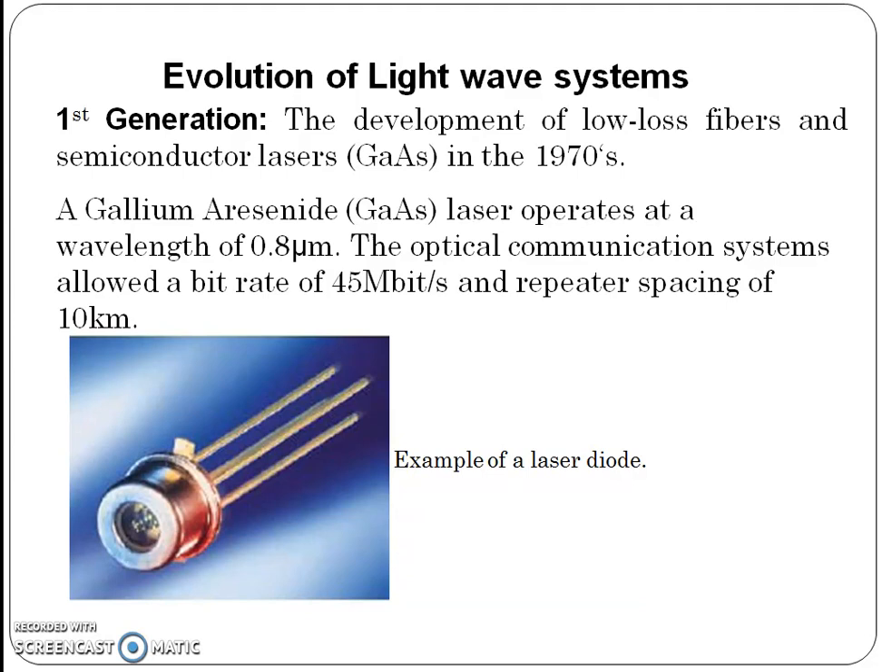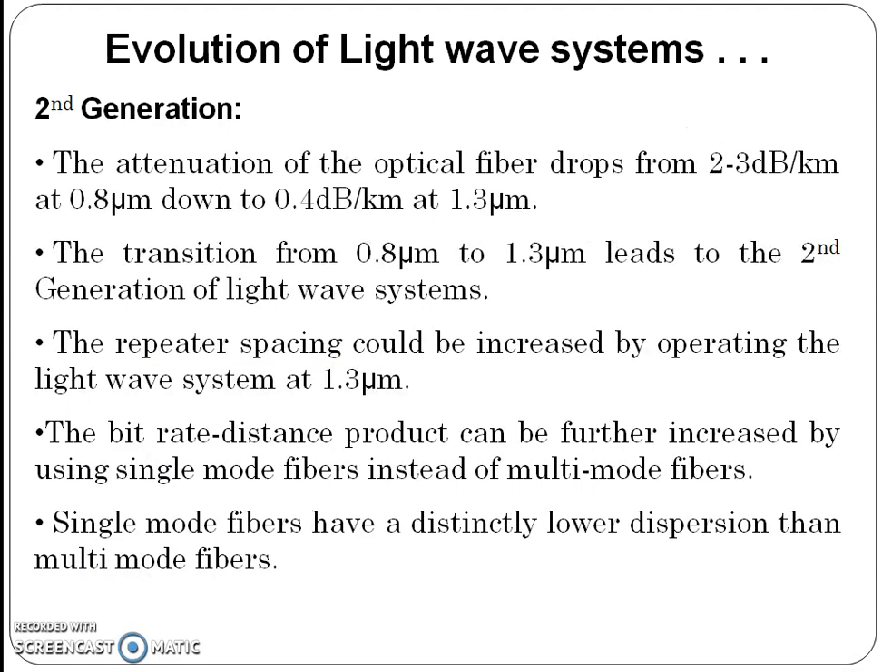Then we are going to see about the evolution of light wave systems. There are 4 generations in the evolution of light wave systems. In the first generation of light wave systems, there was a development of low loss fibers and semiconductor lasers in the 1970s. Gallium arsenide laser operates at a wavelength of 0.8 micrometer. The optical communication systems allowed a bitrate of 45 megabits per second and a repeater spacing of 10 km.